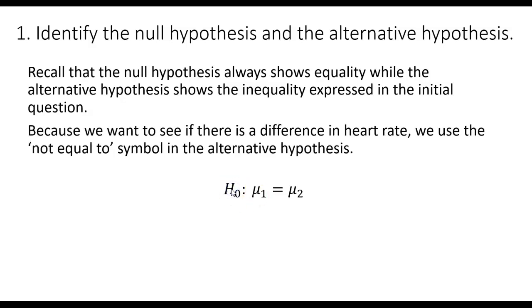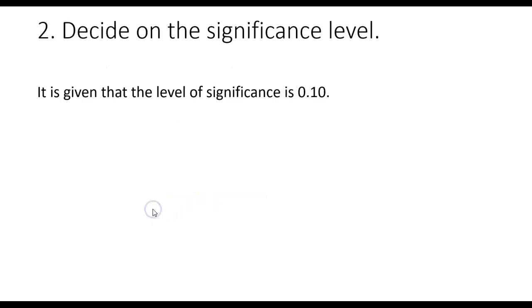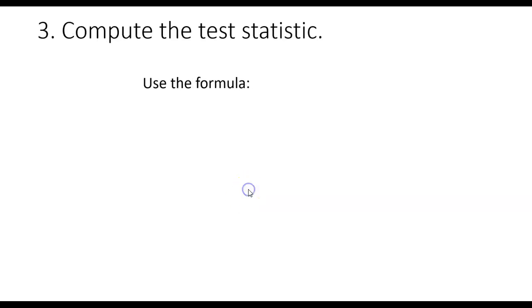And because we want to see if there is a difference in heart rate, we're going to use the not equal to. Because we don't necessarily care if it's higher or lower, we just want to know if it is different. So our alternative hypothesis will be mu1 is not equal to mu2. Let's move on to the significance level. It tells us that the significance level is 0.10, and therefore that is our value of alpha. We're going to use that to find our critical value.